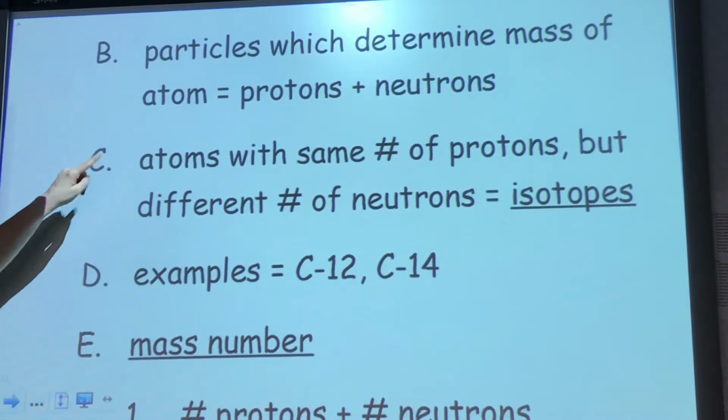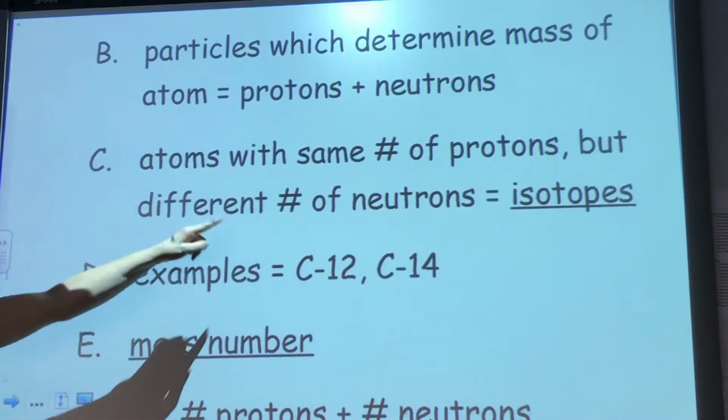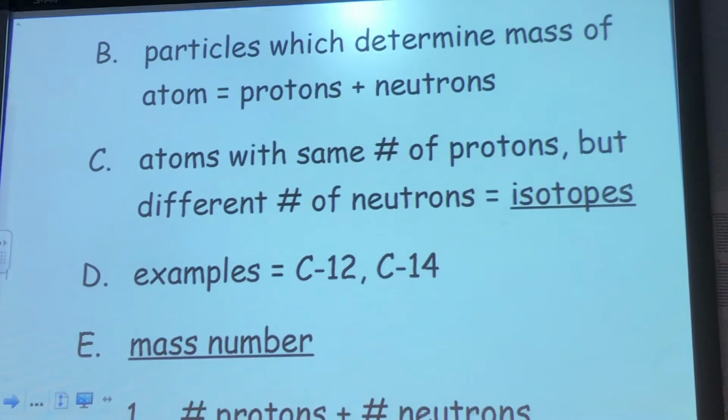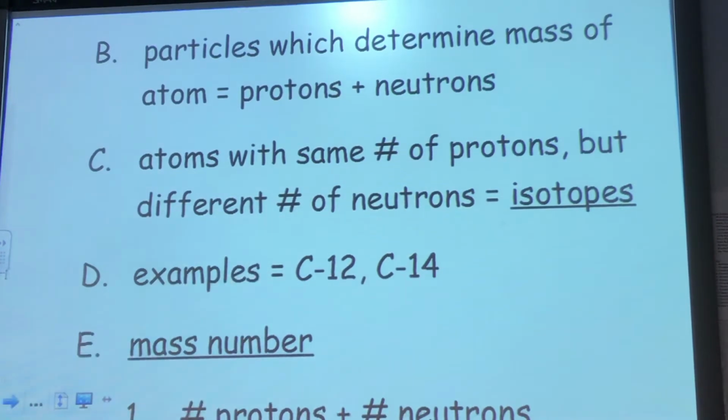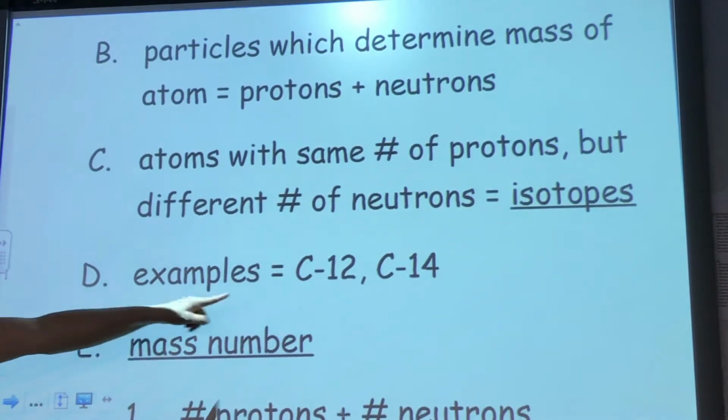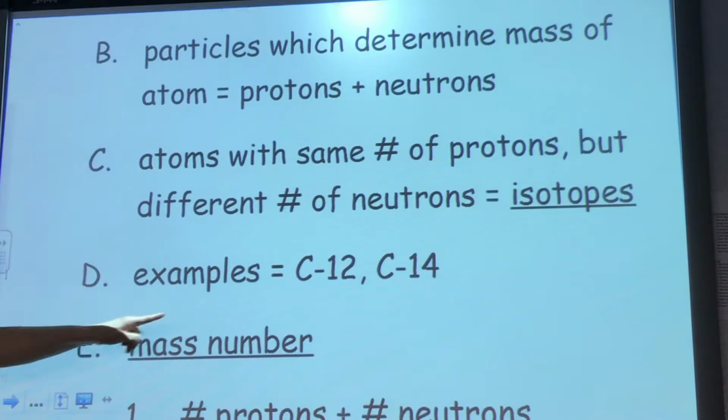So, when we have atoms that have the same number of protons in their nucleus, but different numbers of neutrons, we call those isotopes. Let me give you an example. C12 and C14 are both isotopes of carbon. C12 has a mass number of 12. C14 has a mass number of 14.